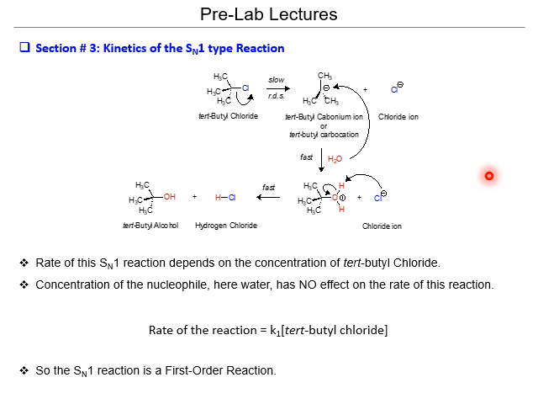So about the rate of the reaction, the rate of an SN1 reaction depends on the concentration of tertiary butyl chloride. So that's why the rate of the reaction equals K1 multiplied by the concentration of tertiary butyl chloride. K1 is the rate constant. An SN1 reaction is a first order reaction. So again, I'm going to emphasize that the first step of the reaction, formation of the tertiary butyl carbocation, is the step which will determine the rate of the overall reaction.